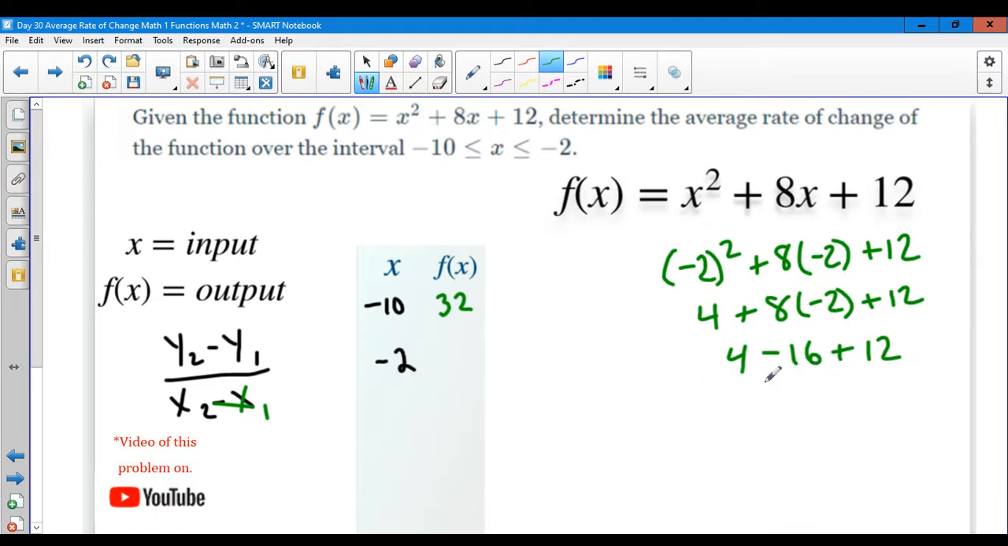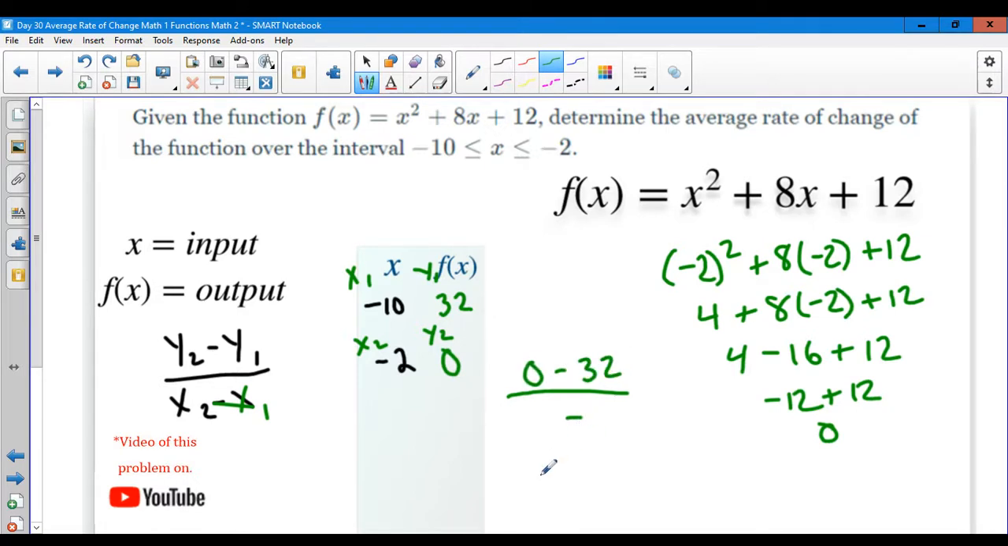And addition and subtraction from left to right, as our order of operations demands. So the subtraction will come first in this case, and that'll be 4 minus 16, which is -12, plus 12, and that sounds like it'll be 0. Now we're ready to sub in our x1 and y1 and our x2 and y2 into our slope formula. So carefully putting those in and using subtraction no matter what, if these are positive or negative. So our y2 minus our y1 is 0 minus 32.